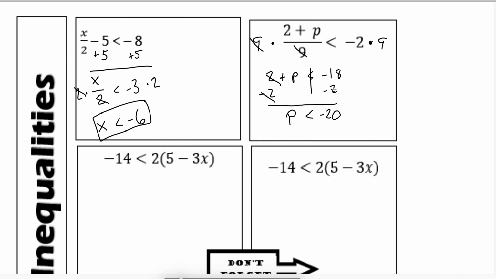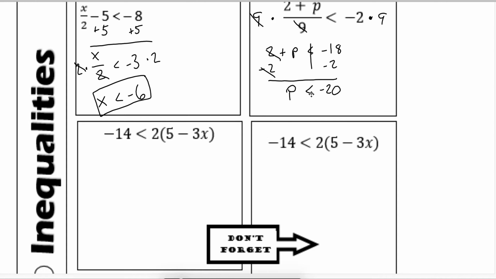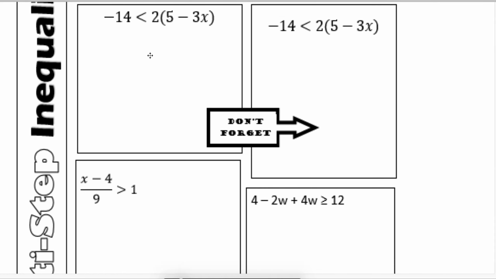Again, if I'm going too fast for you, feel free to pause, rewind, go back, see it again. Keep going. Negative 14 less than 2 times the quantity 5 minus 3x. Again, what was this property called? When we distribute a number to the numbers inside the parentheses. Distributive property. Negative 14 is less than 2 times 5, which is 10. 2 times negative 3x is a negative 6x.